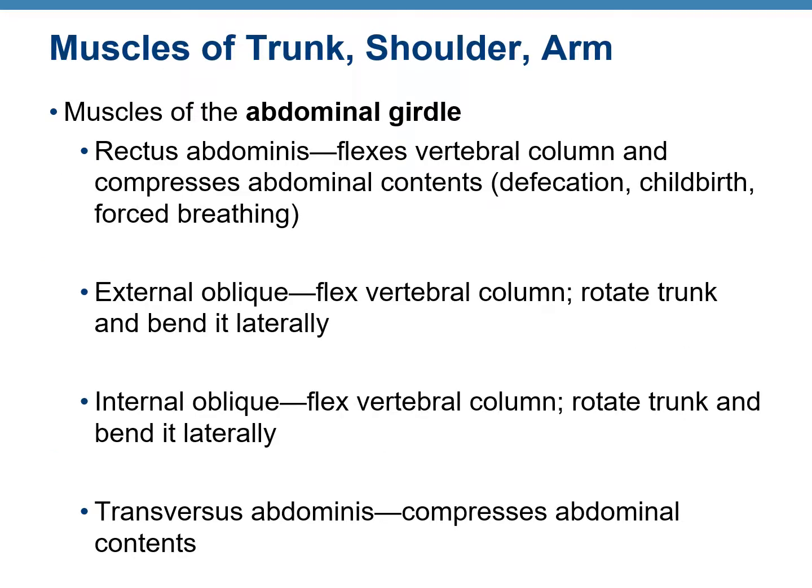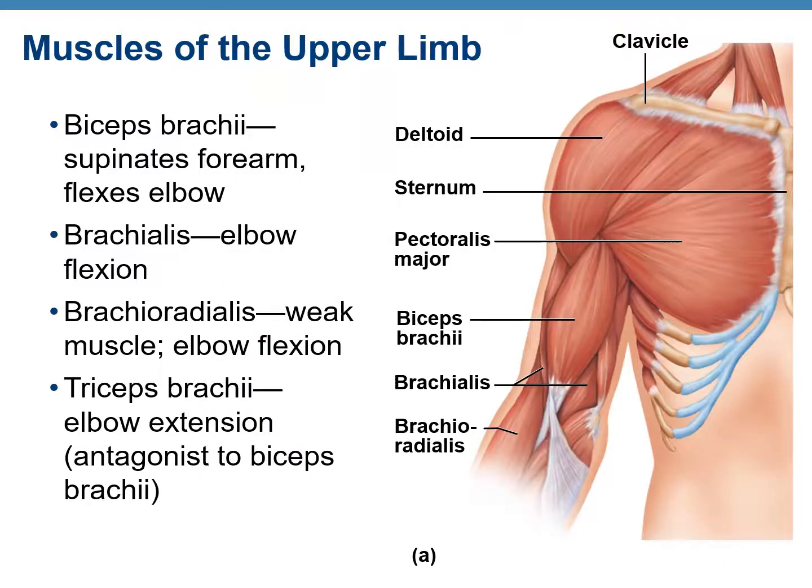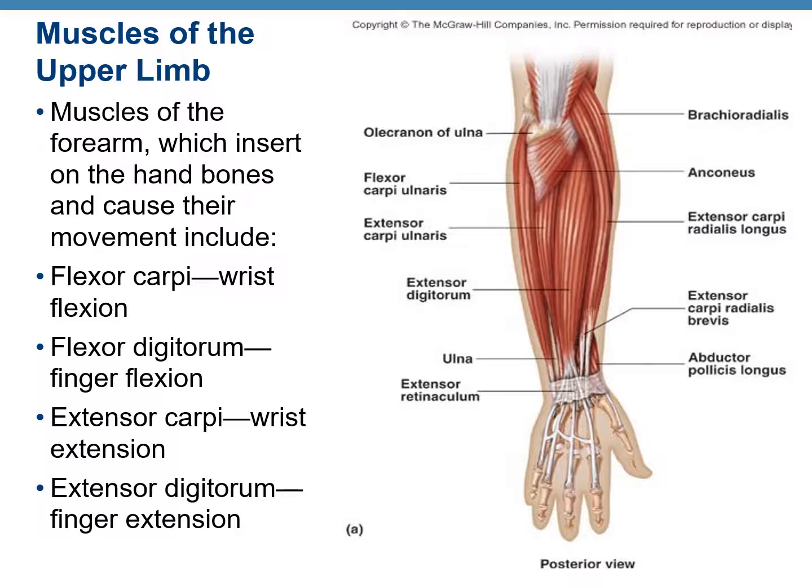Muscles of the abdominal girdle include the rectus abdominis, the transversus abdominis, external oblique, and internal oblique. This slide shows the abdominal muscles. Muscles of the upper limb include what we have discussed before, the biceps brachii, brachialis, brachioradialis, and triceps brachii. This slide shows the triceps brachii in the posterior view. Muscles of the forearm include the flexor carpi, flexor digitorum, extensor carpi, and extensor digitorum.